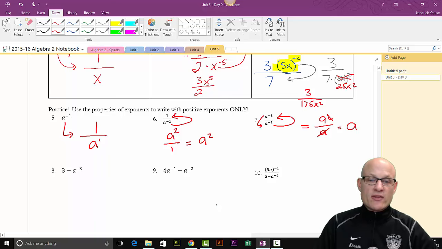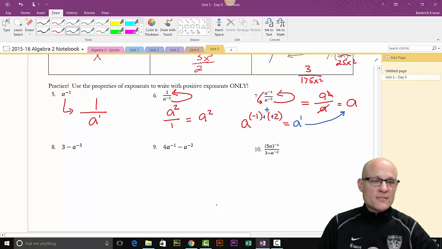Now, could I have just done this like this? Since I'm dividing, can I just subtract these? I sure can. So that's negative 1 minus negative 2. Well, what is negative 1 minus negative 2? Doesn't that minus really become a plus? So this becomes a to the negative 1 plus 2, which is a to the 1, which is what we did here. So you can do it either way.